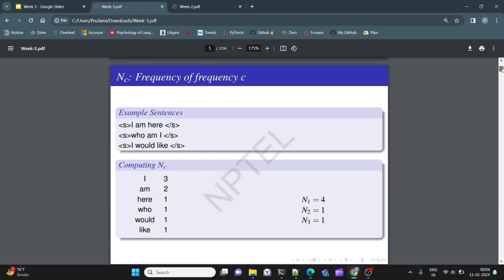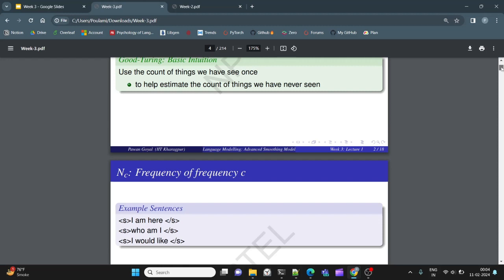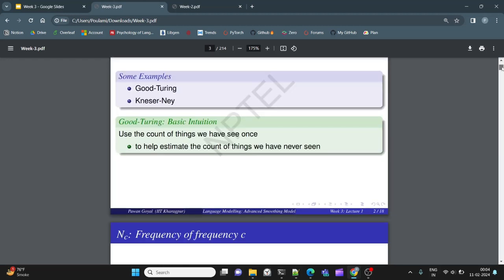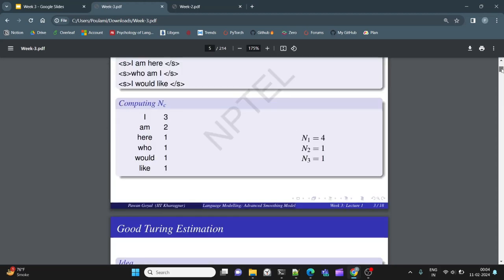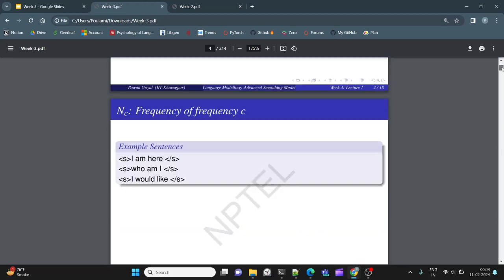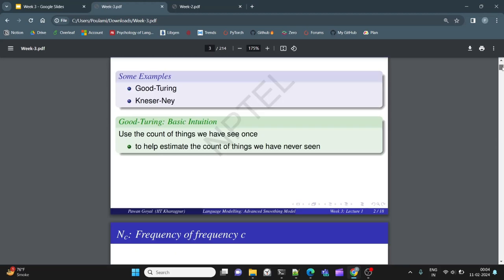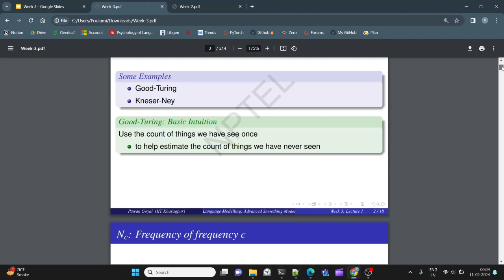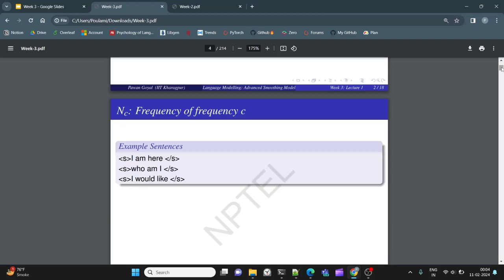So we can discuss good Turing and absolute discounting interpolation. Let's discuss this.